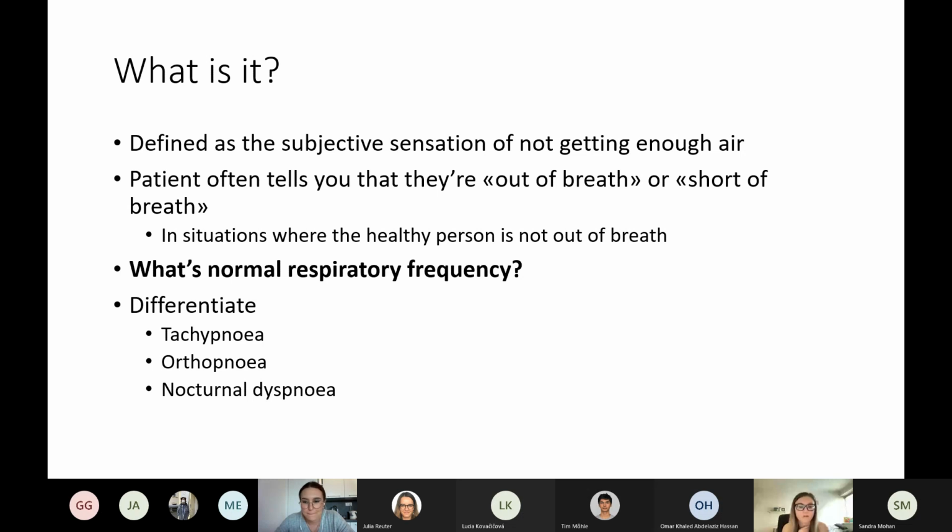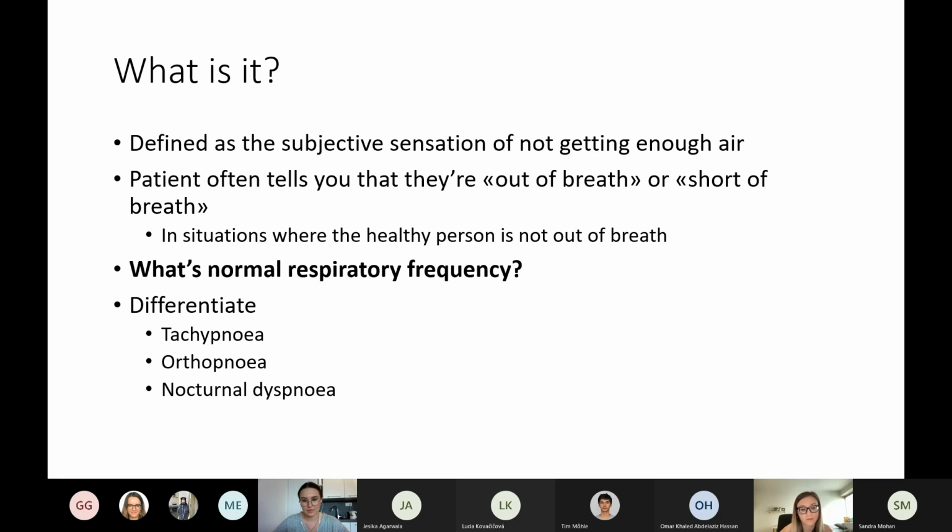Exactly. Perfect. Okay, so the differentials that you should be thinking about when someone has shortness of breath would be tachypnea, which is a frequency of more than how much? Does anyone know? 25 and above. So above 20, we would say already they're tachypnic. Above the normal range, they have a more rapid breathing.